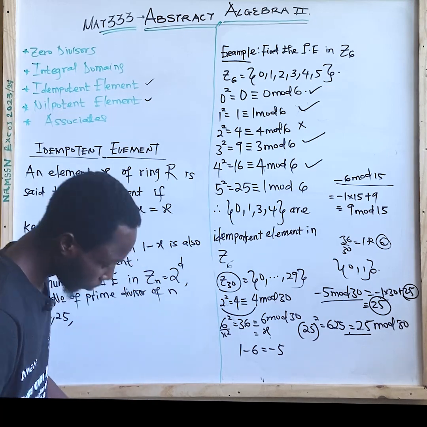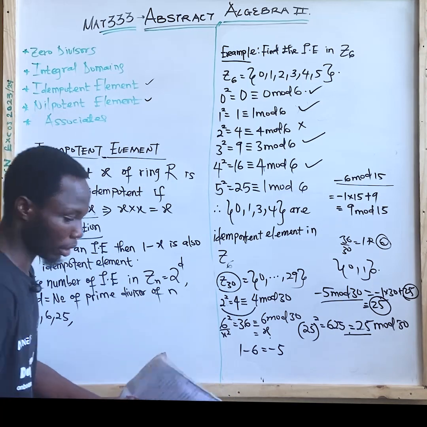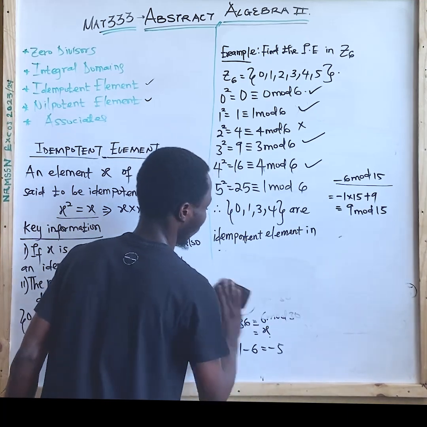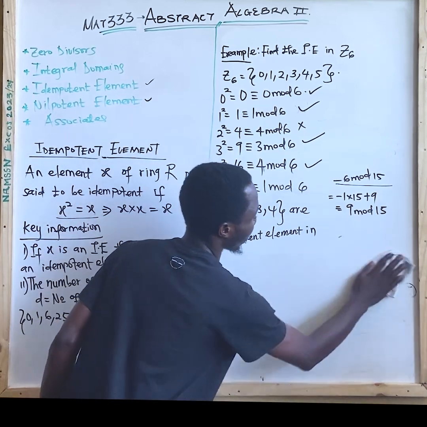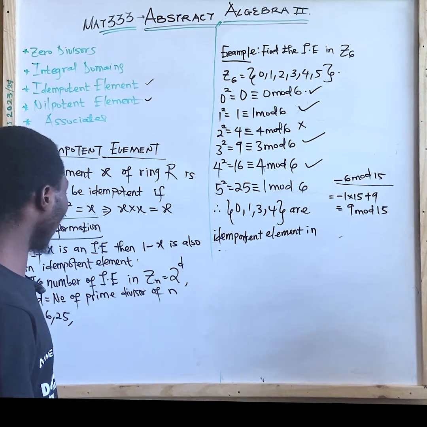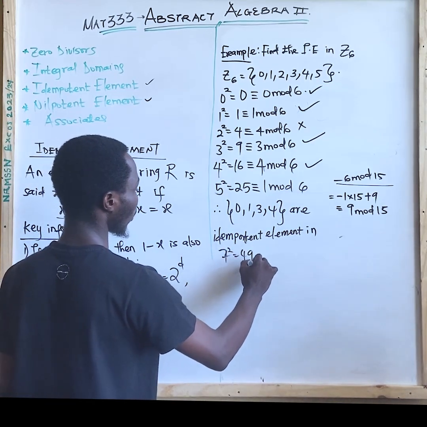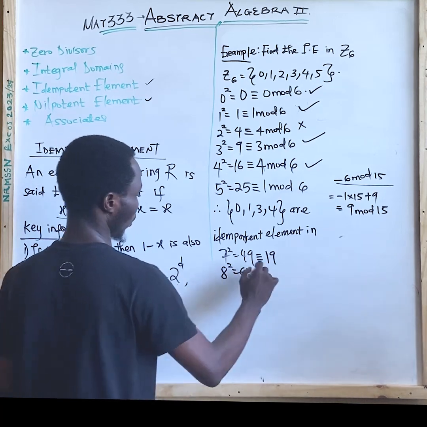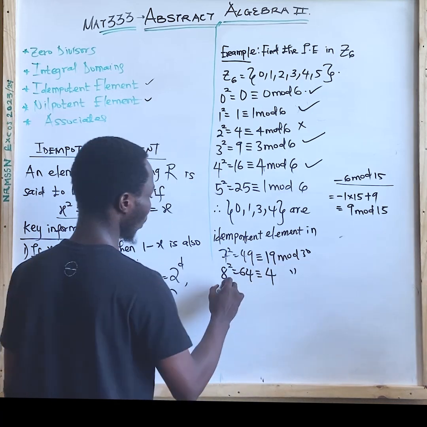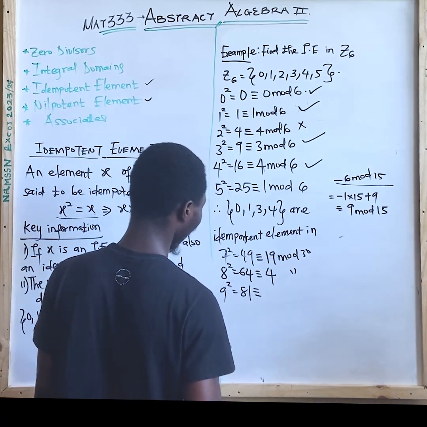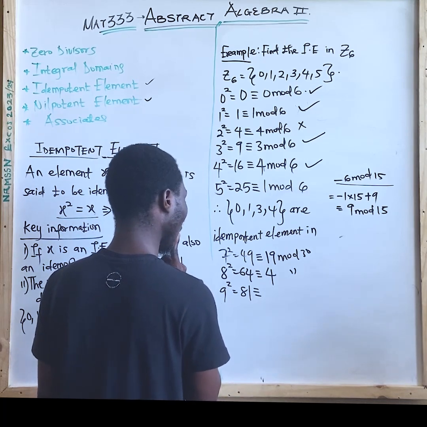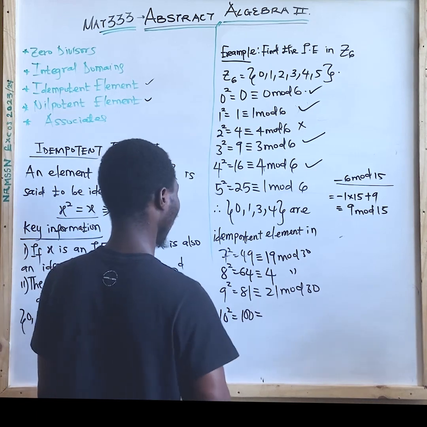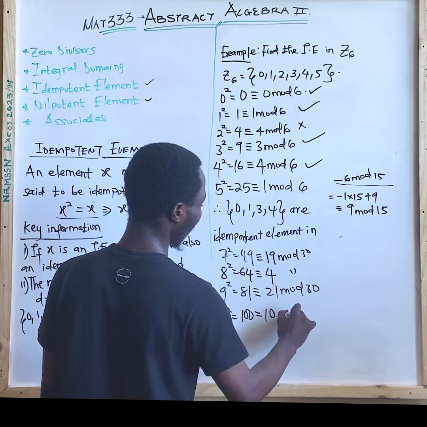So if I try 7, that will be 49. 7 squared, that's 49. 49 in mod 30 is I think 19. 8, 64. 64 in mod 30 is 4. 9 is 81. 81 in mod 30, 30 times 2 is 60, that's 21. 10. 100. 100 in mod 30 is 10. So 10 is there. Now I've gotten the next one.